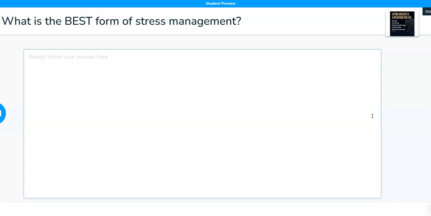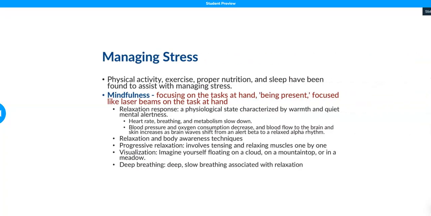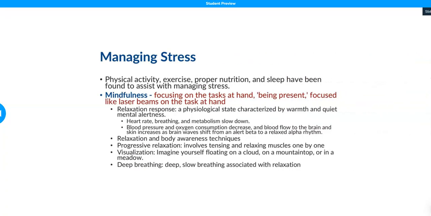So what is the best form of stress management for you? Remember, if your stress management creates greater stress after you are finished with that practice, it's probably not a good form. So, physical activity, exercise, proper nutrition, and sleep, which we've all talked about, are all exceptional ways to help relieve, manage proactively your stress. So, if you take care of all of those, you will find that you have less stress in your life. Not a stress free life, because who wants a stress free life? That sounds like you're in a coma and your brain is not functioning.